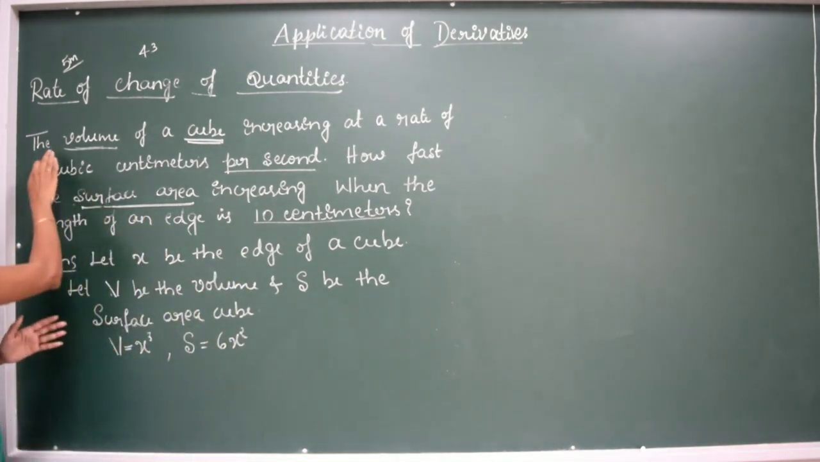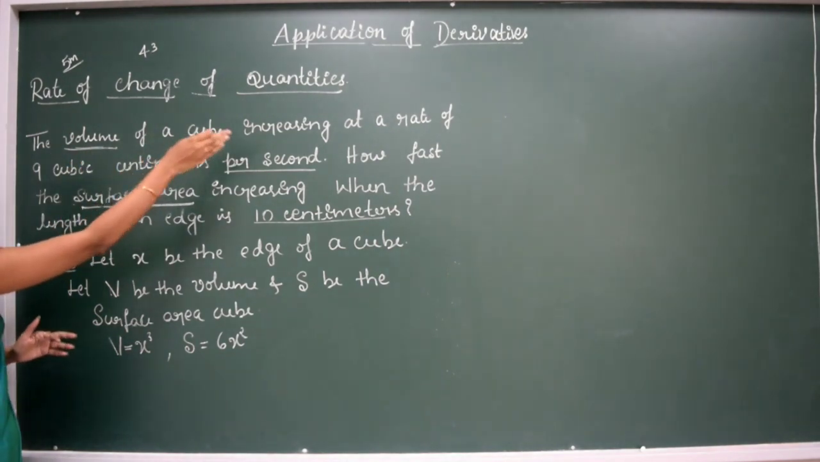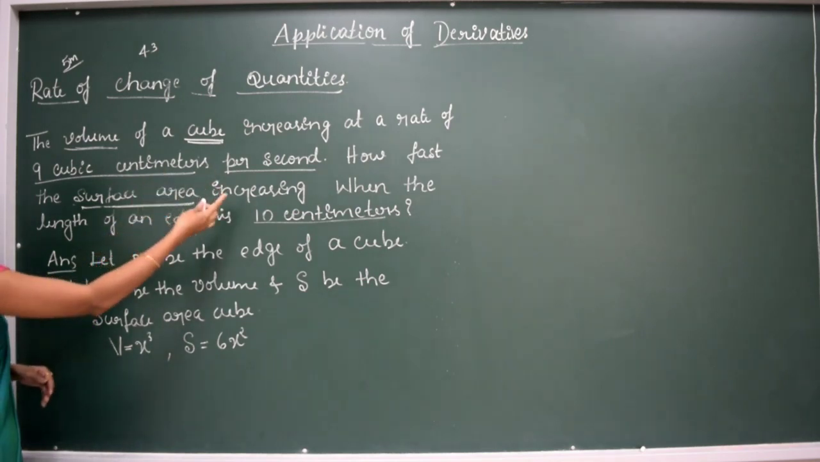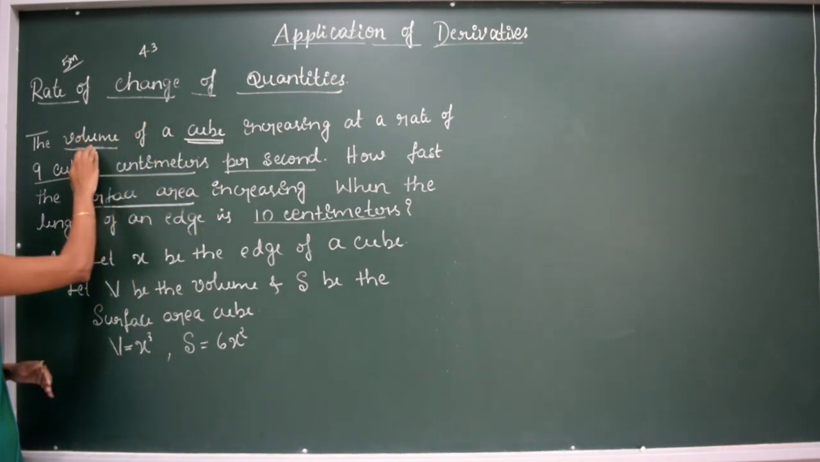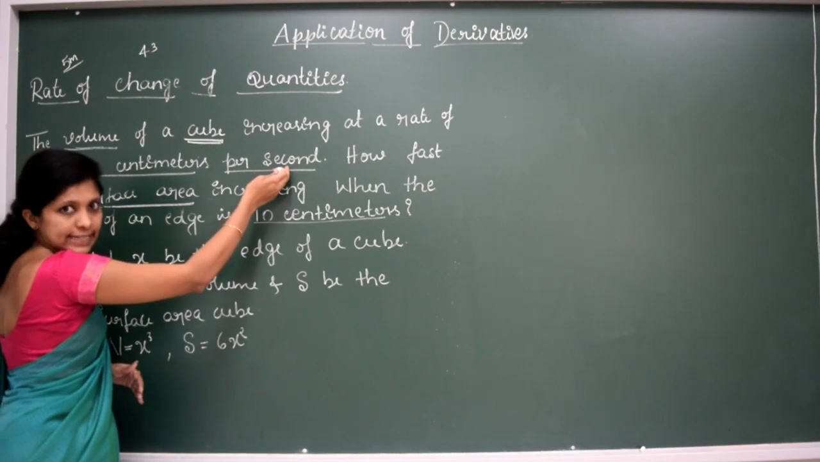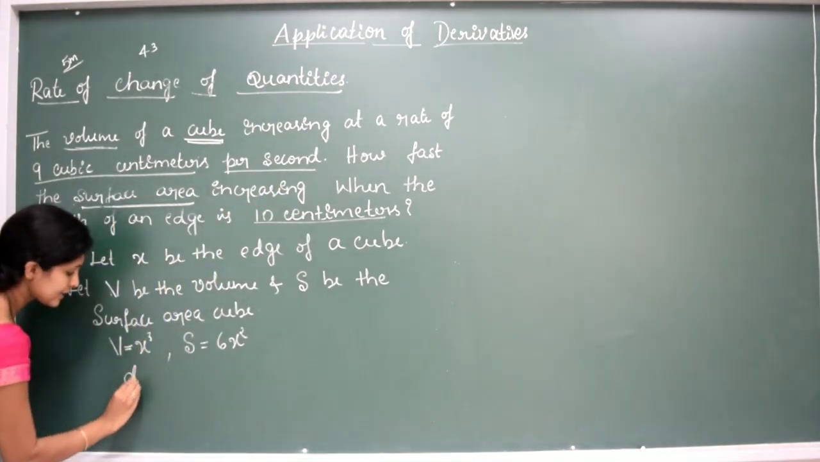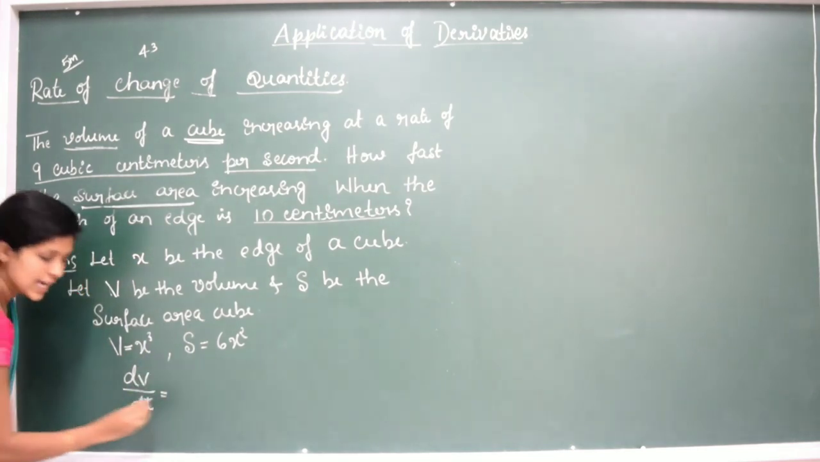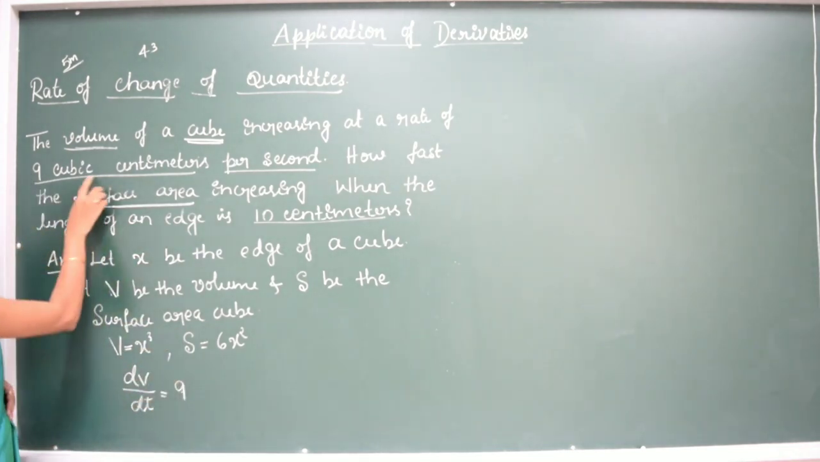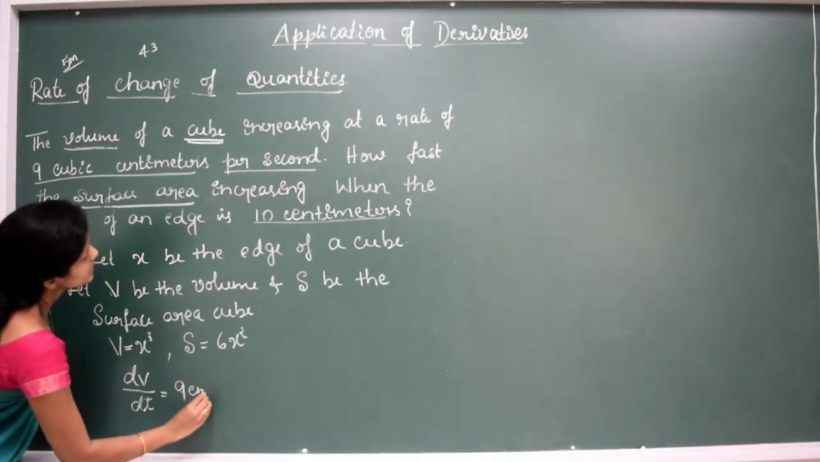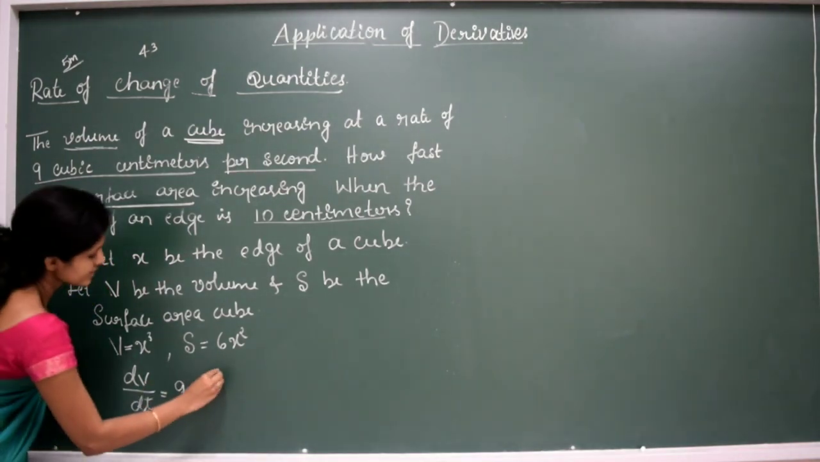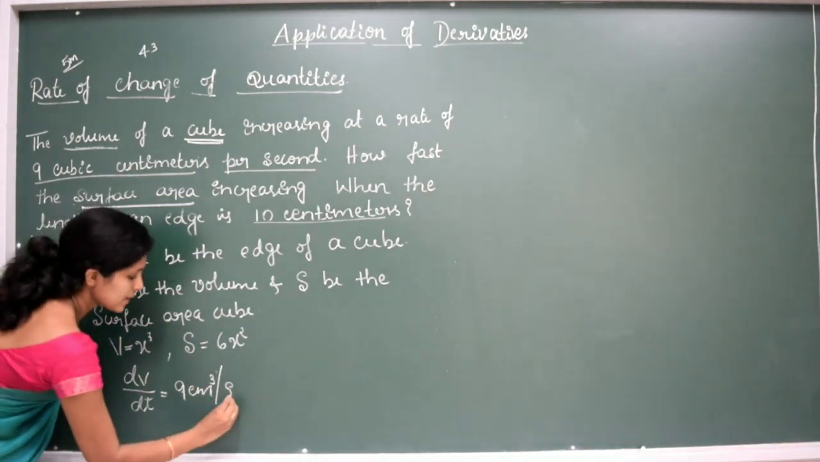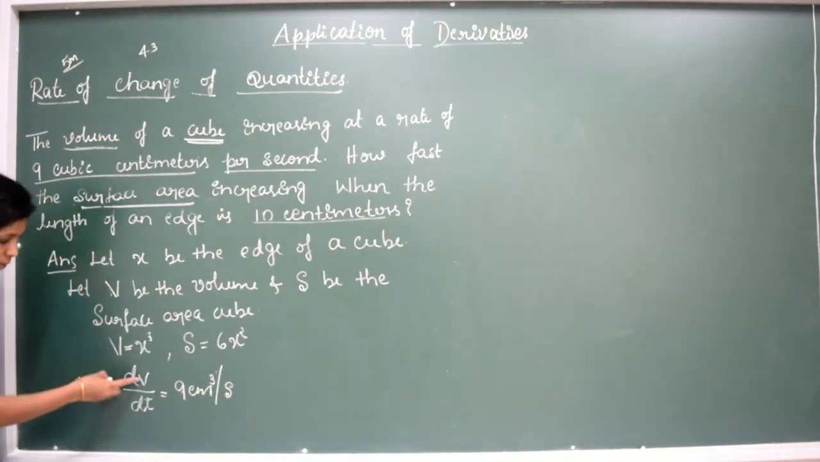Now we'll see this one. The volume of a cube is increasing at the rate of 9 cubic centimeters per second. I mean the volume of a cube is increasing with respect to time, and it is given that dV by dt is equal to 9 cubic centimeters per second. So this is given.